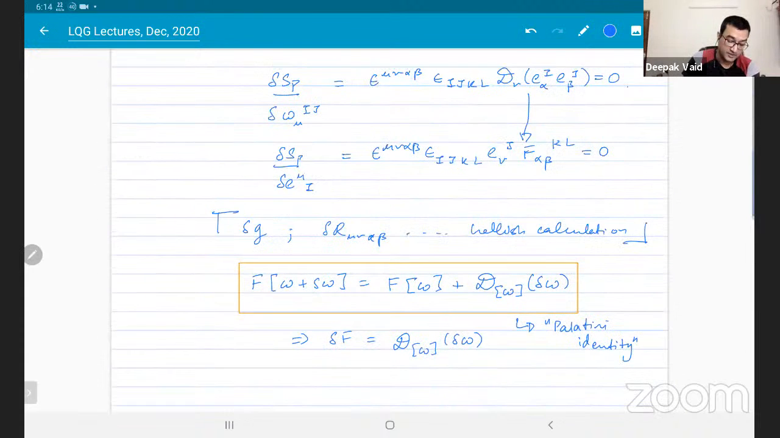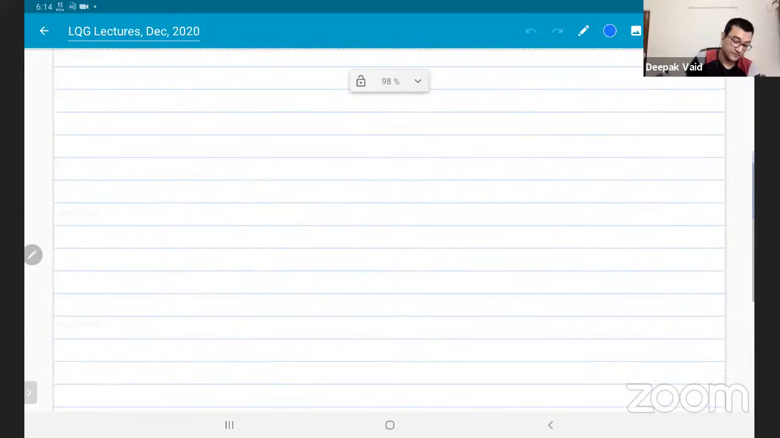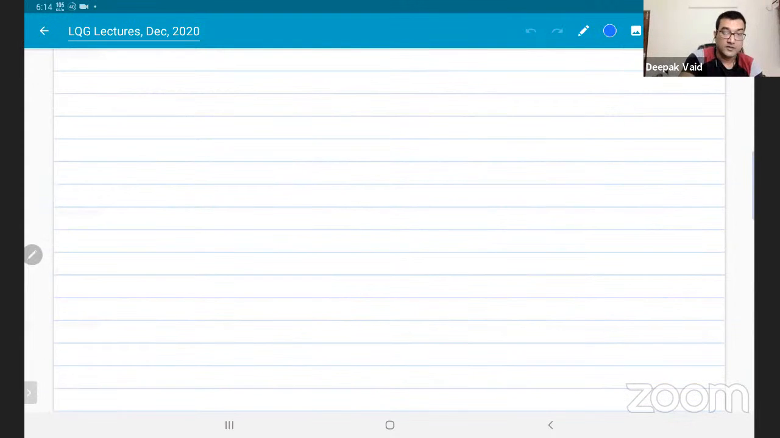This is the Palatini identity. Okay. So now let's see. Now what we want to do is write down our constraints. So we want to do our 3+1 formalism, and before doing that, we can make a note of one more point.